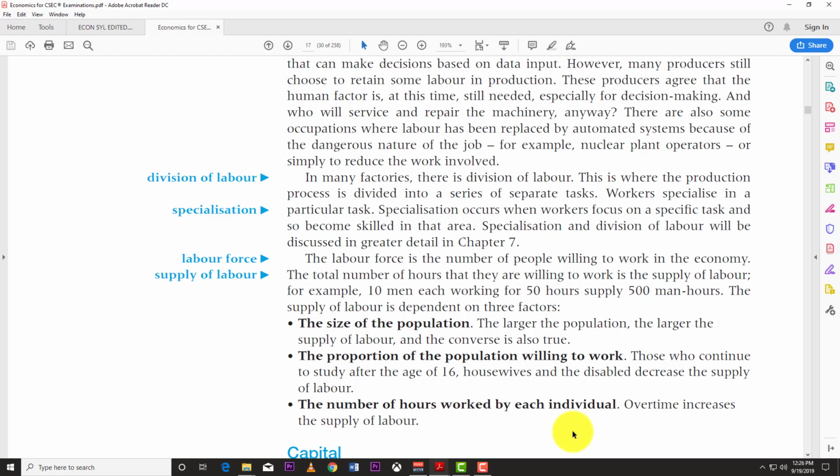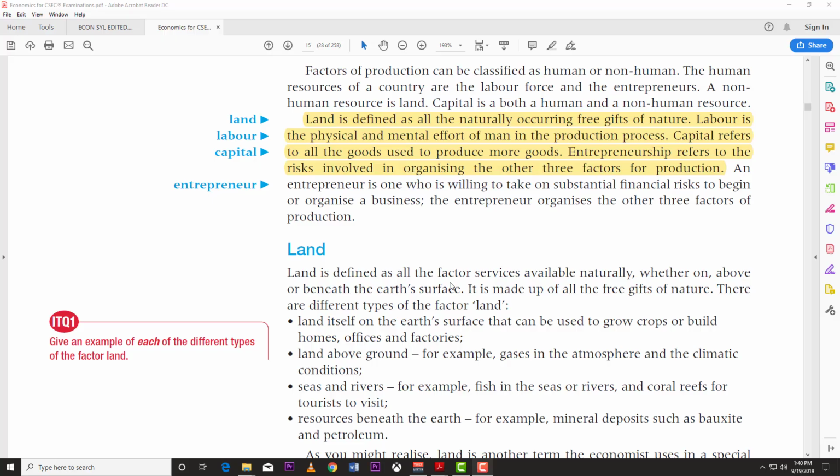So that, in a nutshell, is the factor of production, labor. We are going to stay there for now, but in the next video we are going to look at the remaining factors of production. We're going to look at capital and entrepreneurship, and we are also going to cover the rewards for the various factors of production.